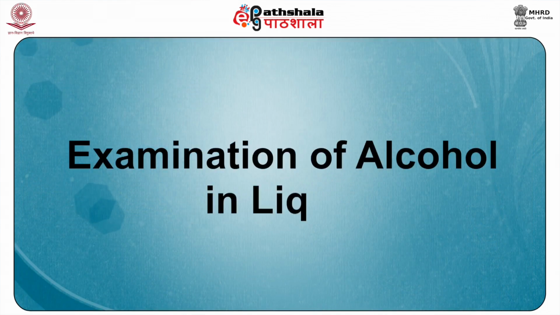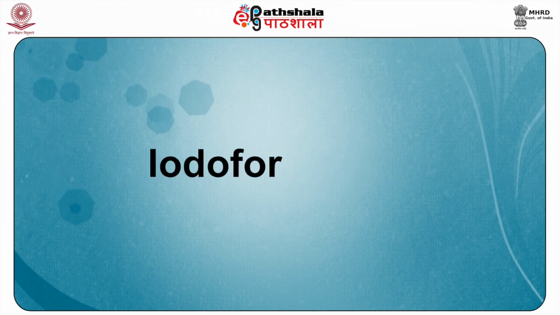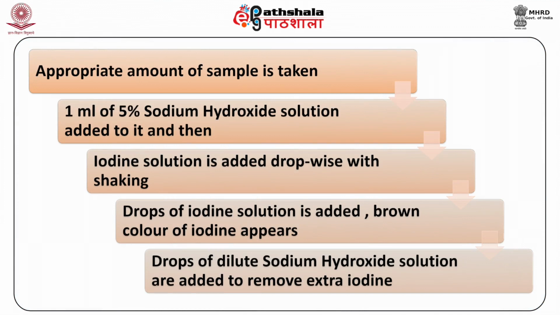Now, coming to the examination of alcohol in liquor, there is a test for ethyl alcohol, which is the iodoform test. An appropriate amount of sample, which can be distilled or used as such depending upon the nature of the sample and the concentration of ethanol present in it, is taken and about 1 ml of 5% sodium hydroxide solution is added to it. And then you add iodine solution, made by mixing 20 grams of potassium iodide and 10 grams of iodine in 100 ml water, and you keep on adding it dropwise with shaking until the liquid persists the reddish brown color.